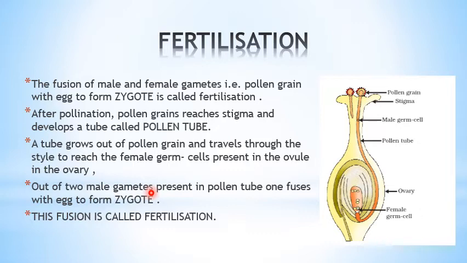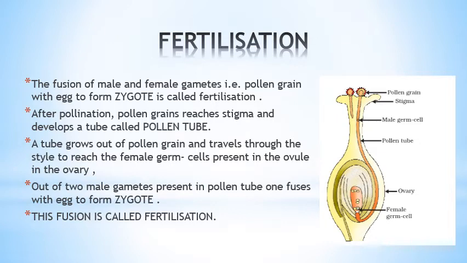The one male gamete present in the pollen tube fuses with the egg to form the zygote, and the process is known as fertilization, whereas the second male gamete fuses with the polar nuclei to form the primary endosperm, that you will learn in your higher classes. So fertilization is a process of fusion of the male gamete with the female gamete present in the ovule of the ovary, resulting in the formation of the zygote. This is how fertilization takes place, along with the diagram.